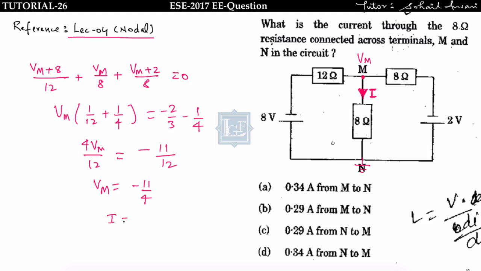Hence current I will be Vm upon 8, that is equal to minus 11 by 32, that is equal to minus 0.34 ampere. See, the direction of current I have taken. Why is the current negative? Because the direction of current I have taken is opposite to the actual direction of current. So current will flow from N to M having value 0.34. Here the value of I is negative, so let us take I1 equal to minus of I, that is equal to 0.34 ampere, and the current will flow from N to M. So option D is correct.